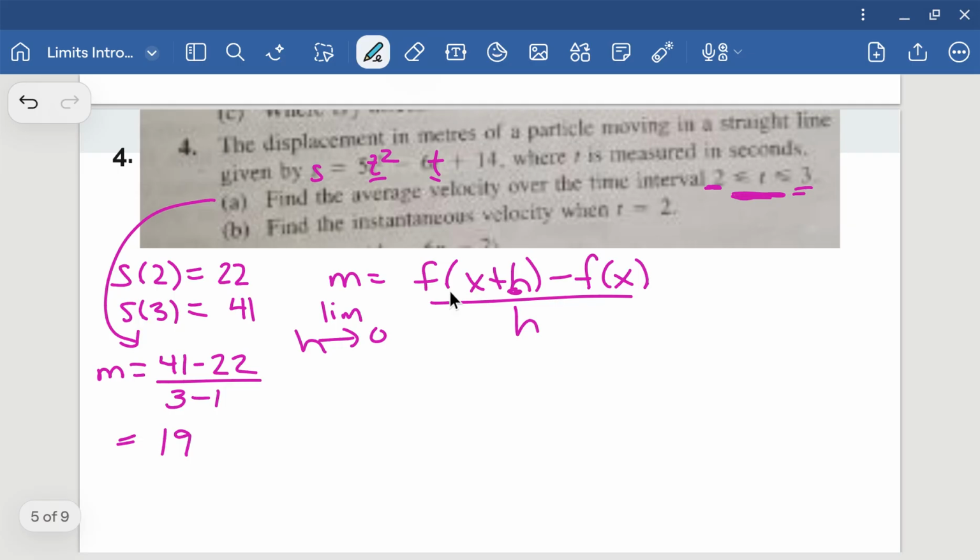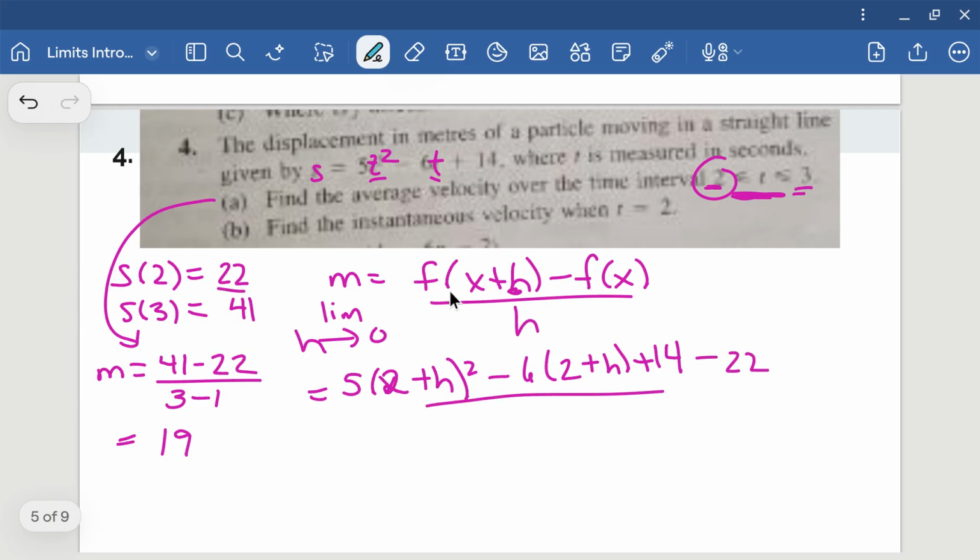So we're going to start by plugging this in, and by doing that we will have the limit of x plus h going in for t, so 5 times, x is going to be 2, so 2 plus h squared, minus 6 times 2 plus h, plus 14. And then we're going to subtract f of x, and f of x is 22, so minus 22, and this is all over h. So we're going to simplify what we can.